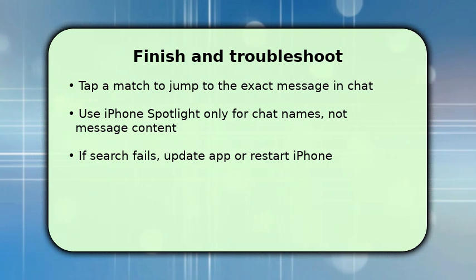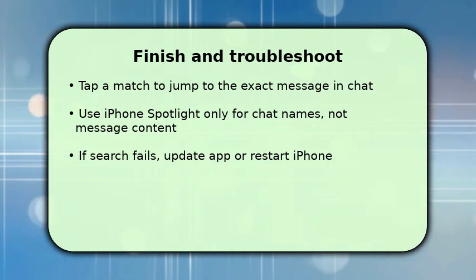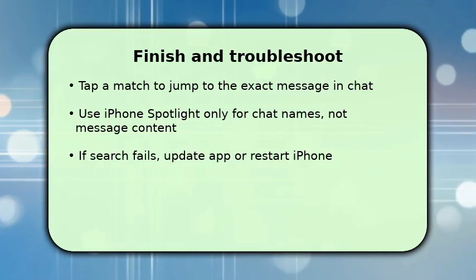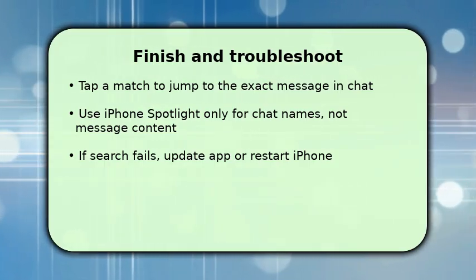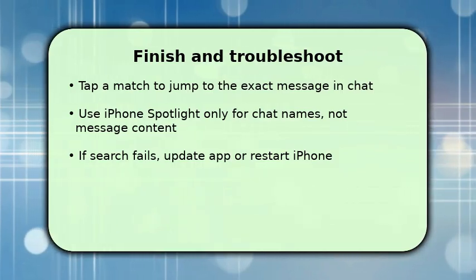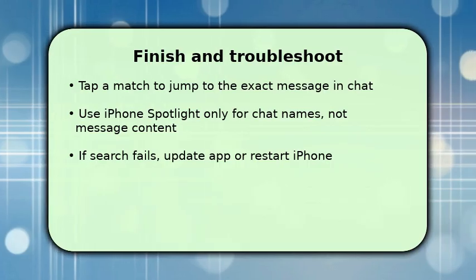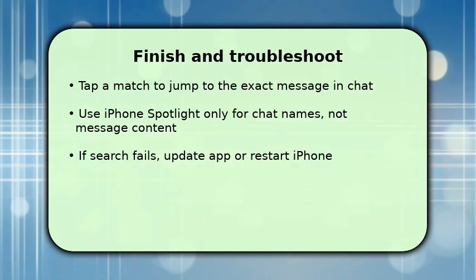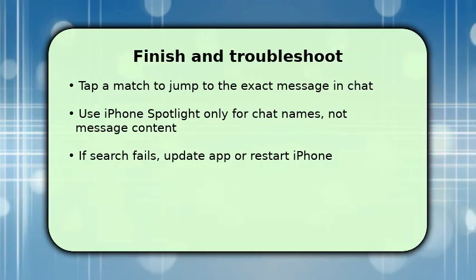Remember, iPhone Spotlight searches chat names but not message contents, so use WhatsApp's own search for inside chat results. If nothing appears, make sure WhatsApp is updated, check network access, and restart the app or phone. That usually resolves indexing glitches. If problems persist, reinstalling after backing up chats can restore search functionality.